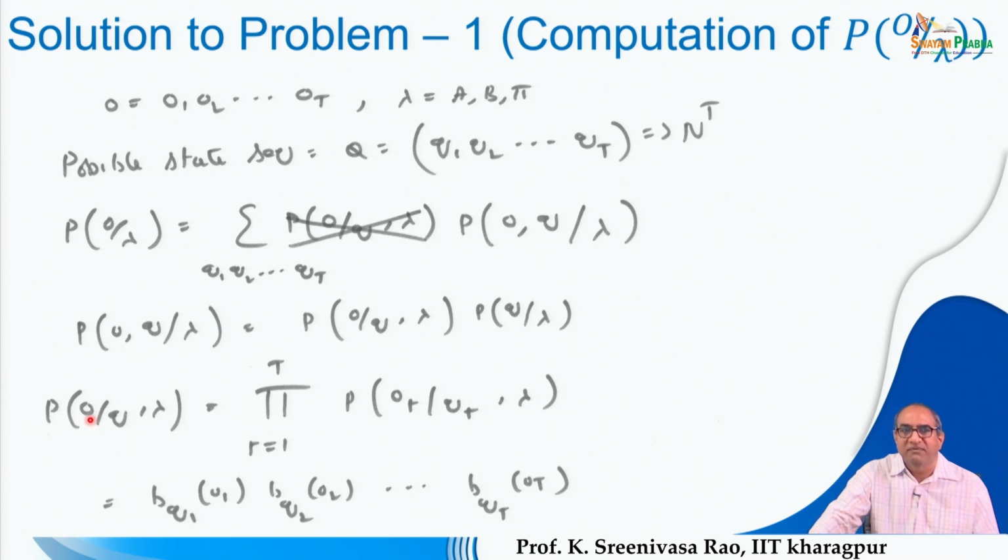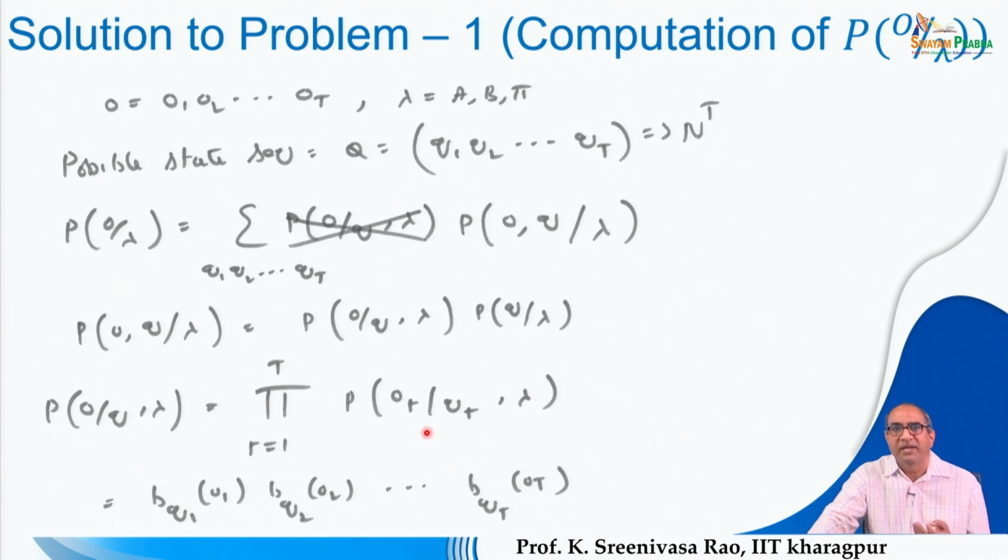Now we can write the probability of the observation sequence given the state sequence, because there are T observations, assuming that all the symbols are drawn in an independent way. So, the probability of O given Q can be written as the product of the individual probabilities of O given the state, and they are independent. So, the product of each of these conditional probabilities: probability of O given qt.